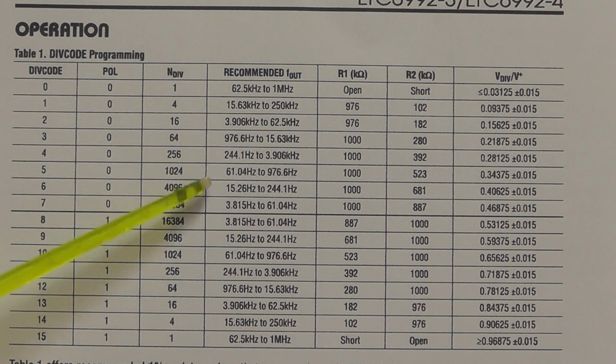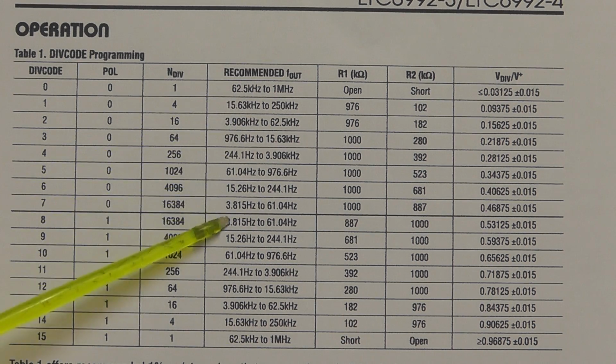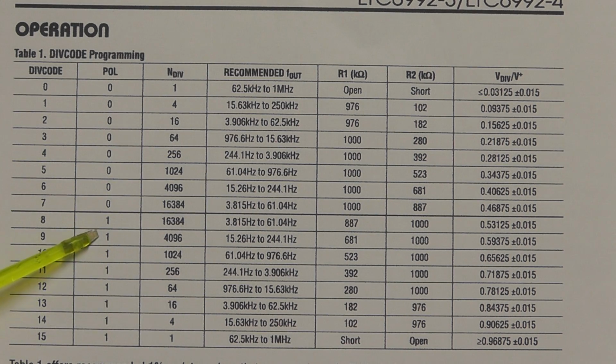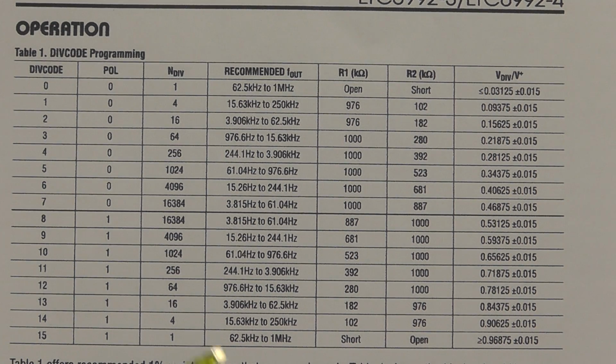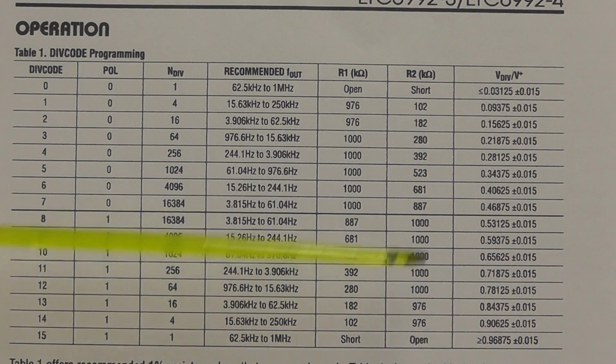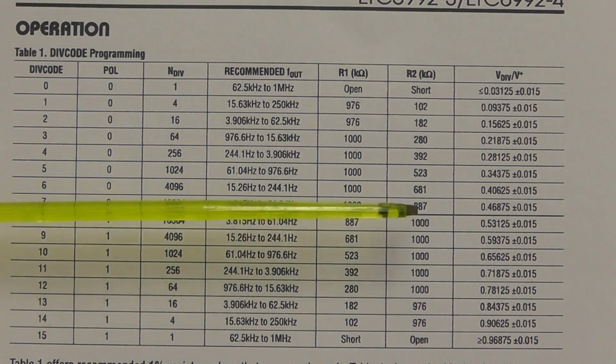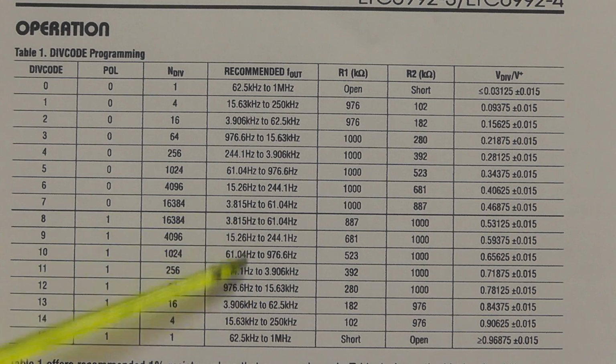The first 8 options there are with the polarity of the output square wave in one direction, so you can see the polarity there is all set at 0, and the next 8 options, which are the same frequency ranges, the polarity you see there is set to 1, so it's for the other polarity. So if you want to switch between a positive or negative polarity of the output signal, you simply need to choose one half of this table to select your frequency range.